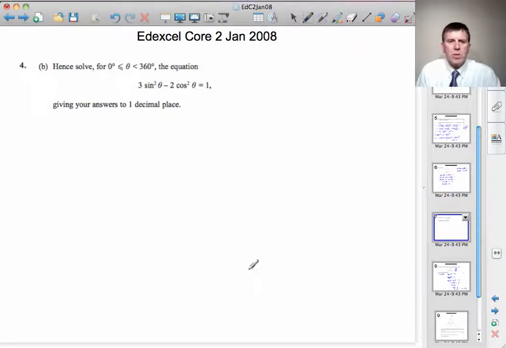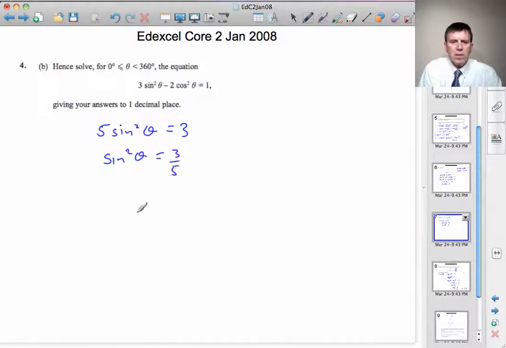Hence solve for theta between 0 and 360 the equation 3 sine squared theta minus 2 cos squared theta equals 1, giving your answers to one decimal place. So we can rewrite this equation as 5 sine squared theta equals 3. So sine squared theta is equal to 3 divided by 5, which means that sine theta is the square root of that. But we've got to be careful here because it can be plus or minus the square root of 3 over 5.